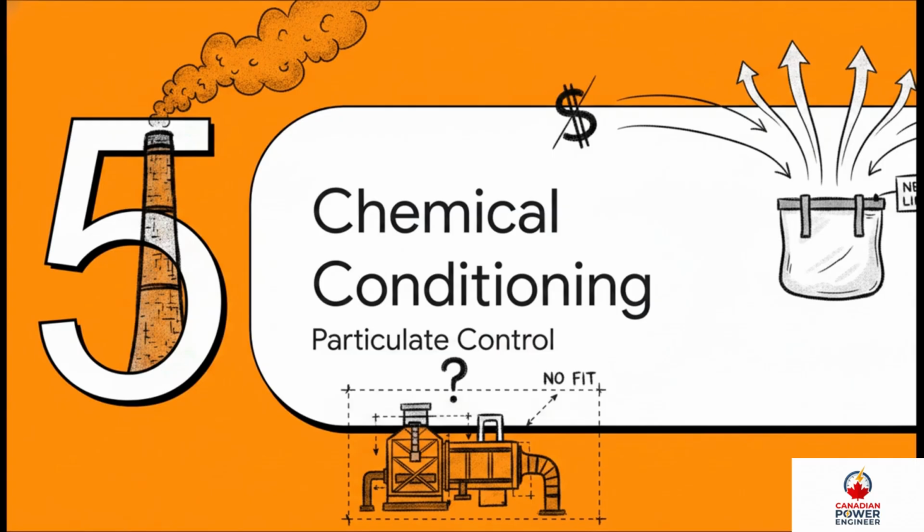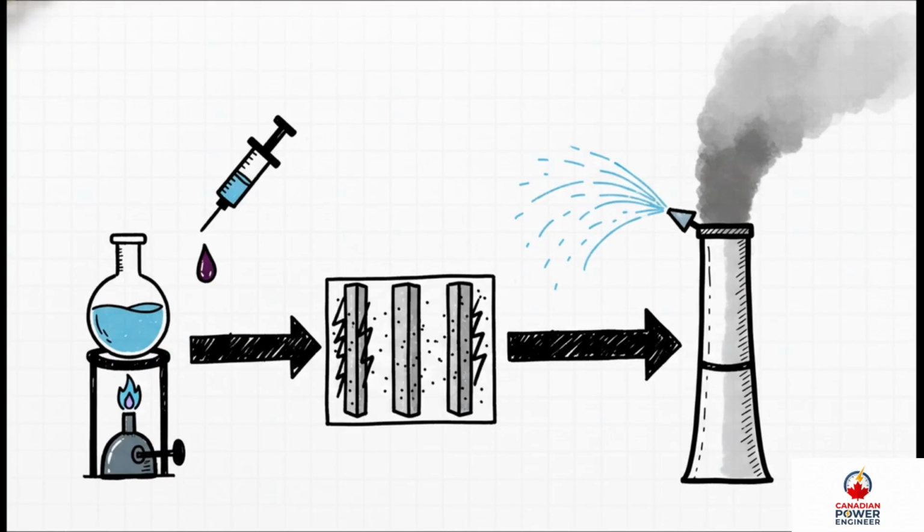Section 5, Particulate and Chemical Conditioning. Okay, let's see how this all builds into the final cleanup stage. This is incredibly relevant for aging plants that are suddenly being forced to meet the super strict particulate limits of modern permits. Because let's be real, sometimes retrofitting a massive new baghouse or precipitator just isn't physically or economically possible. So, what's the workaround? Chemical conditioning.